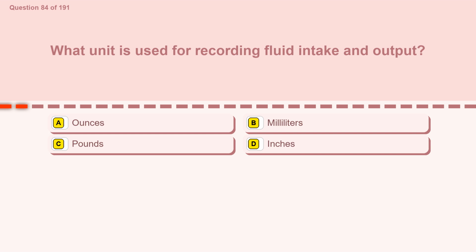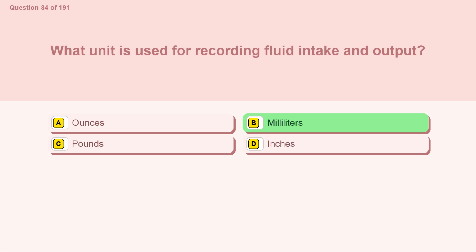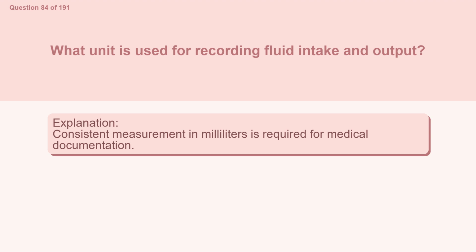Question 84. What unit is used for recording fluid intake and output? Option A, ounces. Option B, milliliters. Option C, pounds. Option D, inches. The correct answer is option B, milliliters. Consistent measurement in milliliters is required for medical documentation.